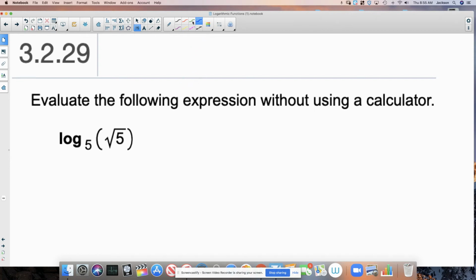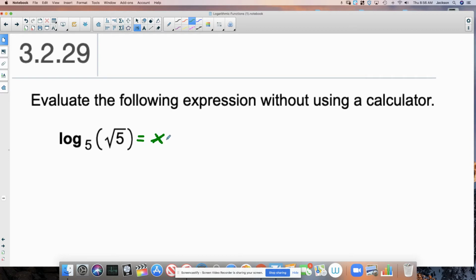All right, one more just for good measure here with another wrinkle. Evaluate the following expression without using a calculator. So we have this log base 5 of radical 5. Now, before we get going, let's establish that I don't know what this is equal to right now. I'm going to put an x here.